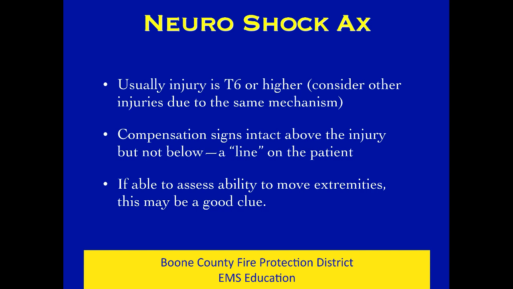And you can have injury directly to the spinal column, to the bones, that doesn't cause any problem with the cord. You can have injury to the cord and the bones be intact. You can have both.